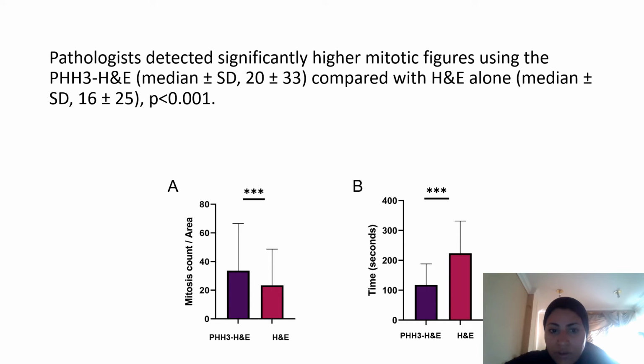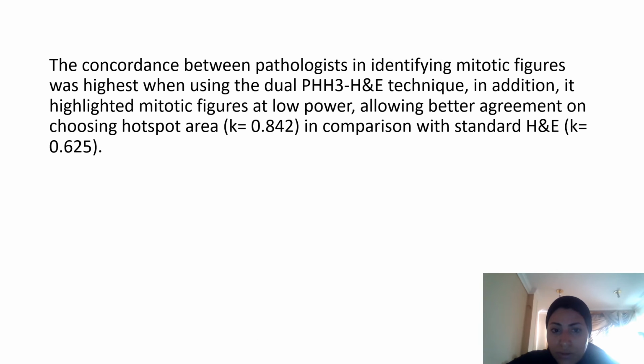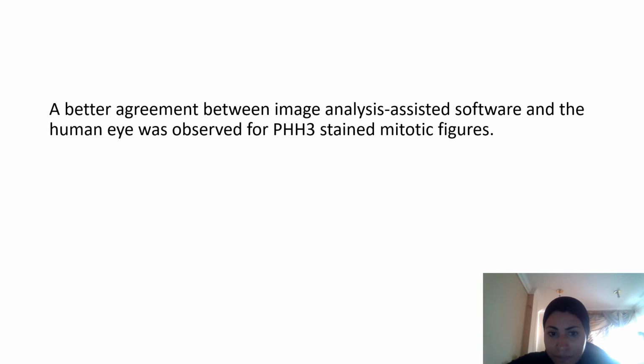Our results showed that pathologists were able to detect a significantly higher number of mitotic figures using the PHH3 H&E stain compared with H&E alone, and the agreement between them in identifying the mitotic hotspots and the mitotic figures was highest when using these dual staining techniques, as it highlighted these figures at low power with ease, allowing better agreement on choosing these hotspot areas. Also, a better agreement was found between the image analysis assisted software and the human eye for PHH3 stained mitotic figures.